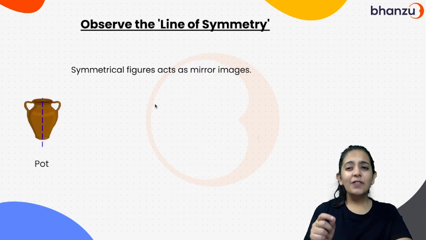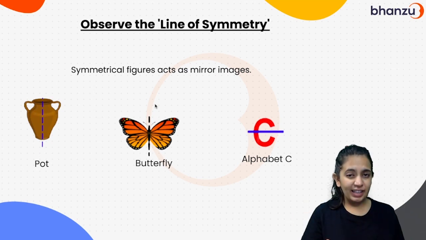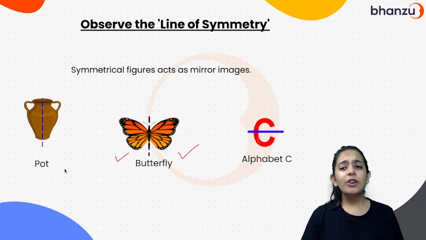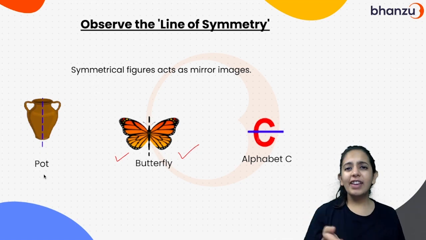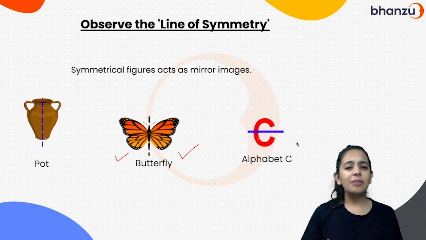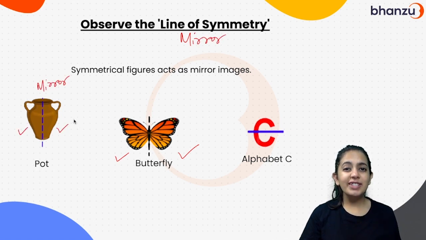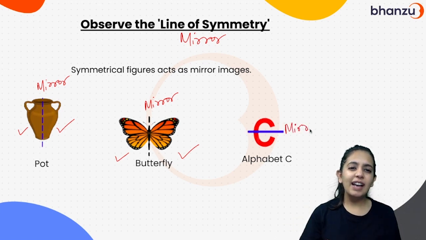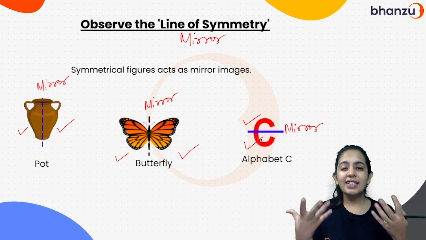The fact is, if you observe the lines of symmetry carefully, you will also observe that the two parts look like mirror images. So in case of the butterfly and the pot, we have vertical lines of symmetry. In case of alphabet C, we have a horizontal line of symmetry. And this line of symmetry acts as a mirror. Suppose this line is like a mirror. These two portions are like mirror images. Yes, in case of the butterfly also, this line is like a mirror, and the two parts act as mirror images. Here as well, this line of symmetry acts as a mirror and these two parts act as mirror images.